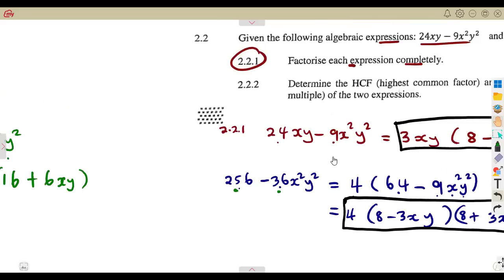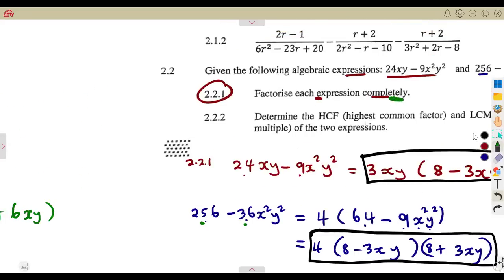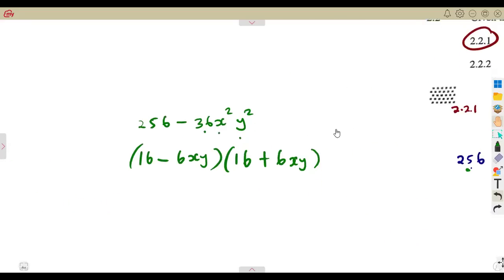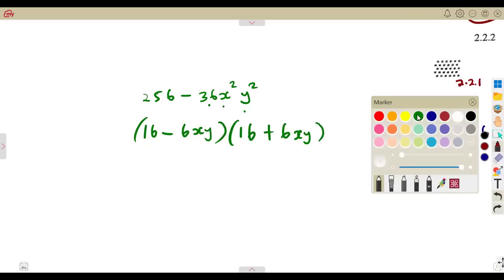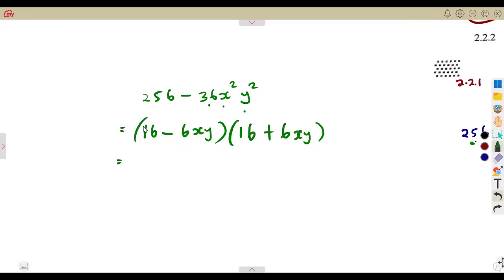But this is not completely factorized. We have factorized, but not completely, because we can see that in each of these brackets there's a highest common factor again. So you are not yet done when it is like this. You are supposed to factor it out again. Between 16 and 6, 2 is common. So you're going to factor out 2. 16 divided by 2 is 8, minus 3xy. So this is what you're going to do if you factor it out this way.